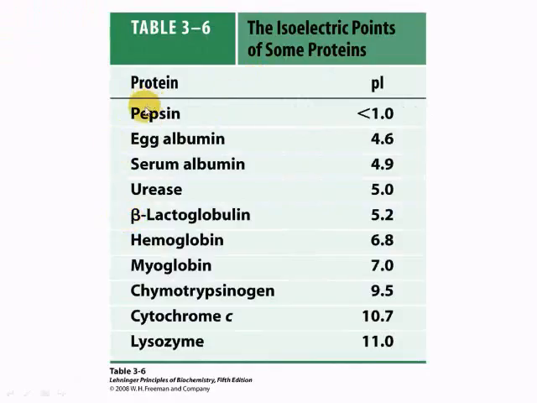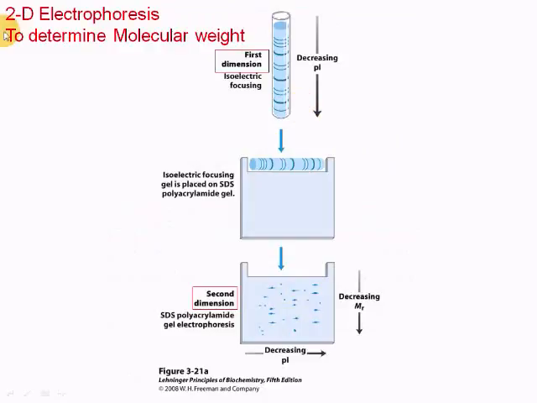And for all of these proteins, for example, we've got a known pI, and those pIs are known because of isoelectric focusing. 2D electrophoresis is used to determine molecular weight. And so the first dimension is isoelectric focusing. The second dimension is we take that beaker and we stick it on a gel, and we let those migrate down to find their molecular weight.